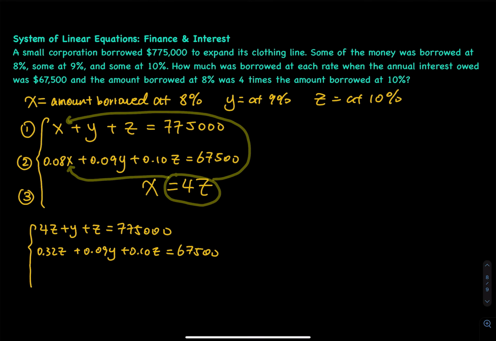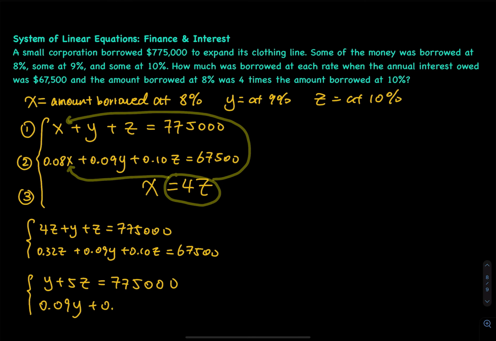Okay, let's make this shorter because I am going to simplify the z. For the z, you can clean that up. 4 plus 1 is equal to 5. And then the system is y plus 5z equals the total. And then 0.32 plus 0.10 is 0.42. So 0.09y plus 0.42z equals the total interest.